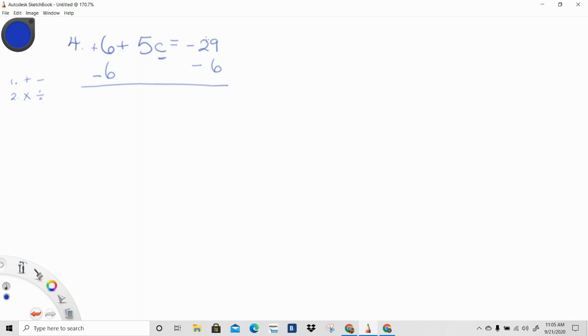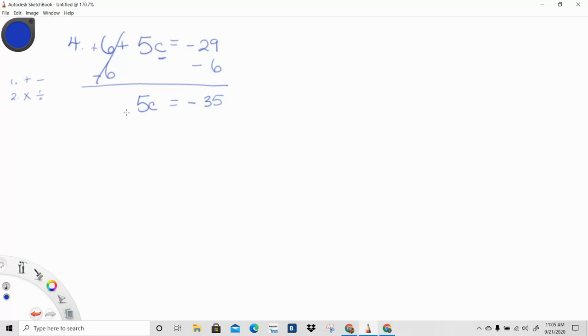Now, these are both negative numbers, guys. So when we put them together, even though we're subtracting from a negative, that means we're going to have a bigger negative. So on this side, these cancel out, and we get 5c. And that equals, on this side, negative 29 plus negative 6, which is going to give us negative 35.